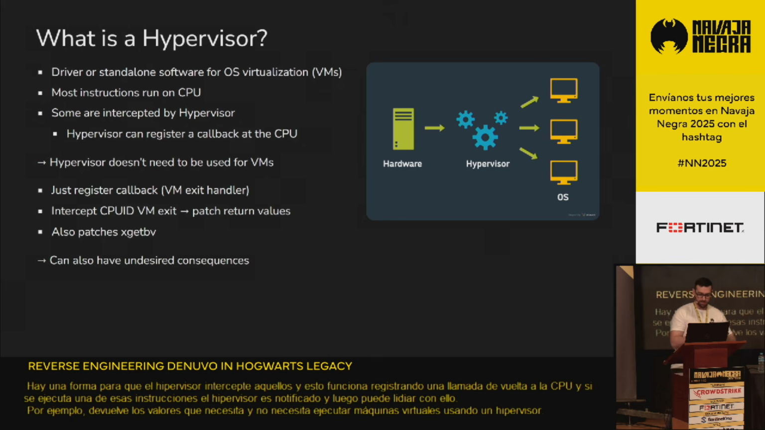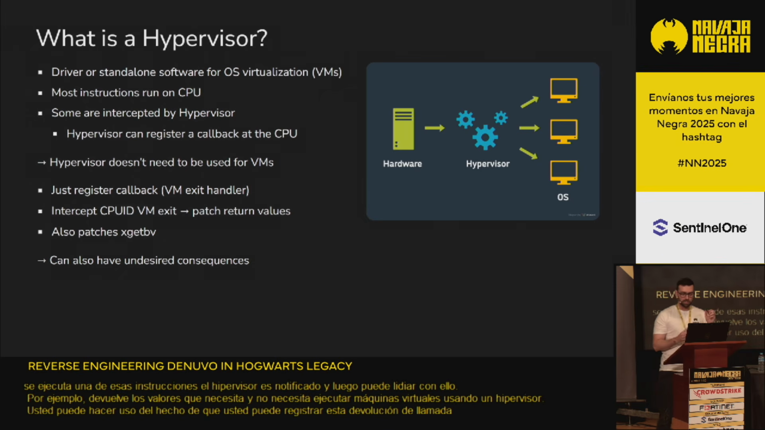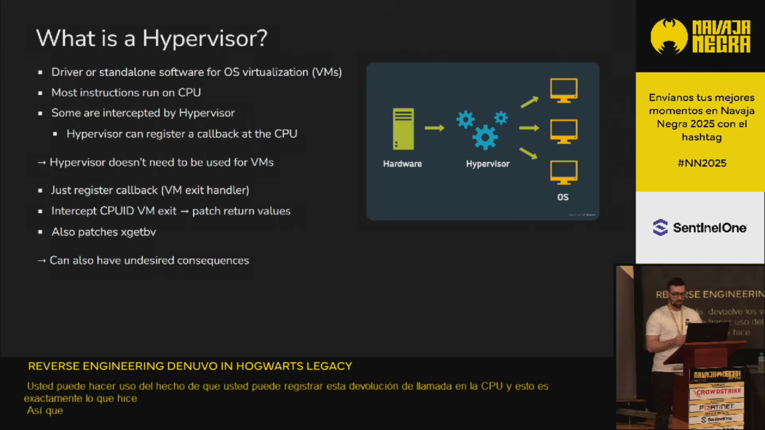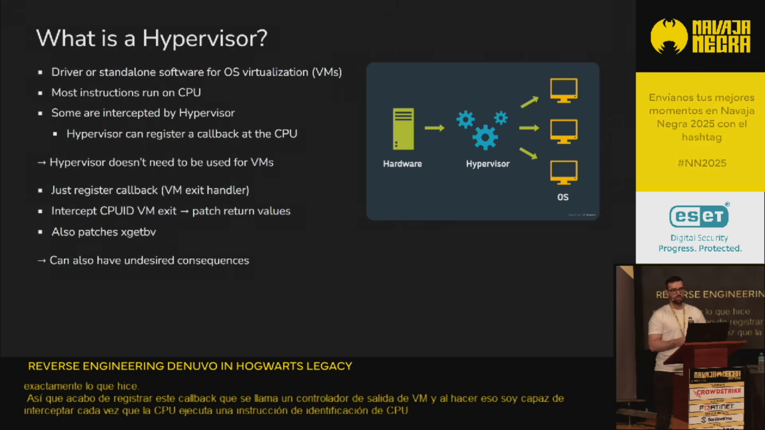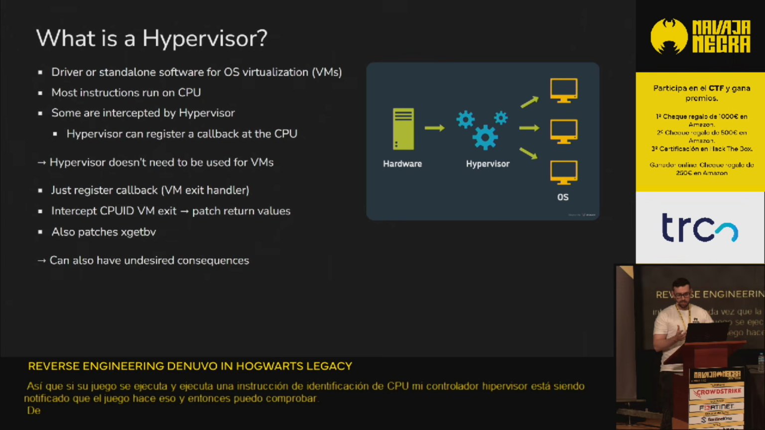So I just register this callback, which is called a VM exit handler. And by doing that, I'm able to intercept any time the CPU executes a CPUID instruction. So if your game runs and it executes a CPUID instruction, my hypervisor driver is being notified that the game does that. And then I can check where this instruction comes from. So I check if it's Hogwarts Legacy, and then I just patch the values that it returns. And by doing that, I can also patch this XGETBV instruction by disabling the feature bit in CPUID that tells Denuvo that my CPU has that. And I then essentially mimic the other PC.